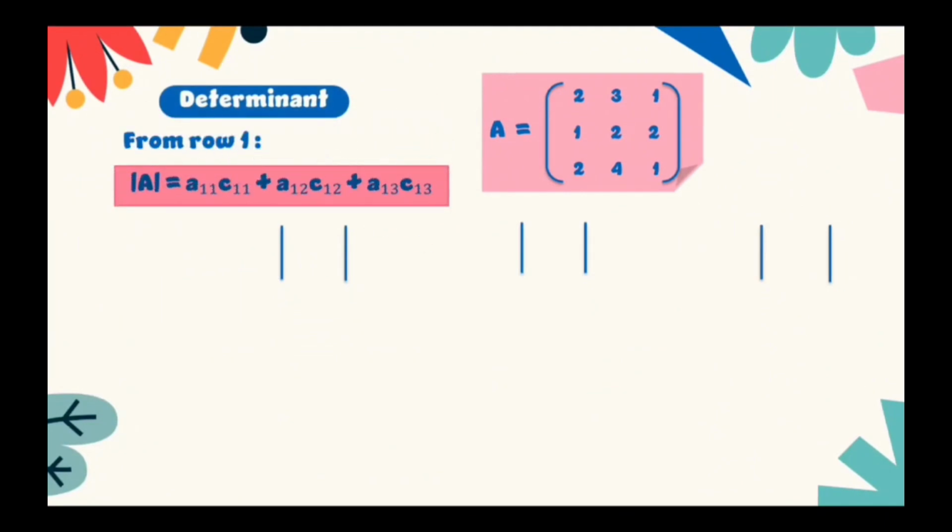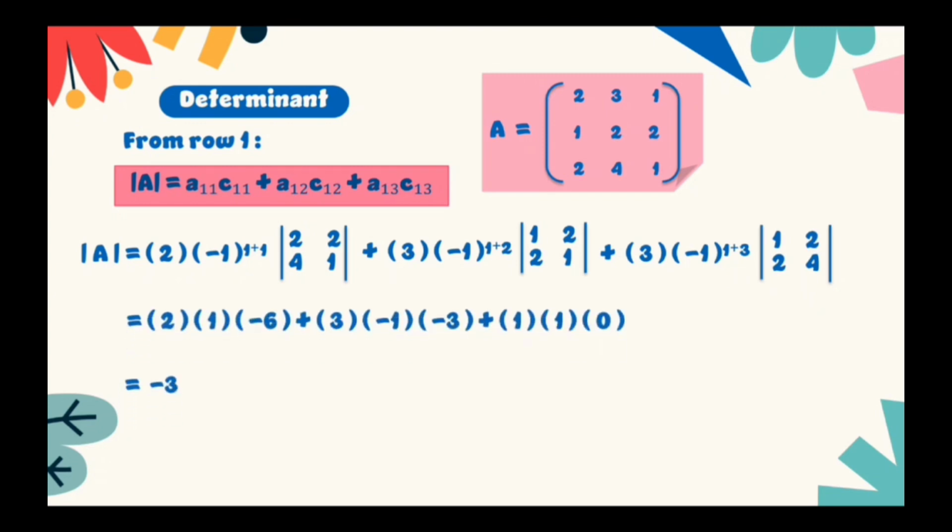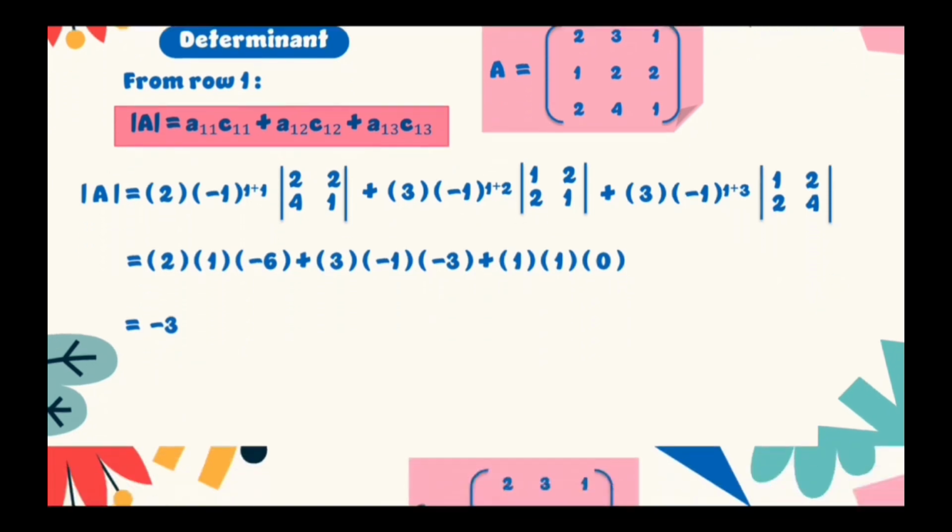From row 1, the determinant can be found by using this equation. From the equation, we need to substitute the value of A11 with 2 and C11 with negative 1 power of 1 plus 1 and minor of 1 1, where minor of 1 1 is 2 2 4 1. Repeat the same step for A12 and A13, where the minor for A12 is 1 2 2 1 and the minor for A13 is 1 2 2 4. Simplify the equation and we will get the determinant of A equals negative 3.